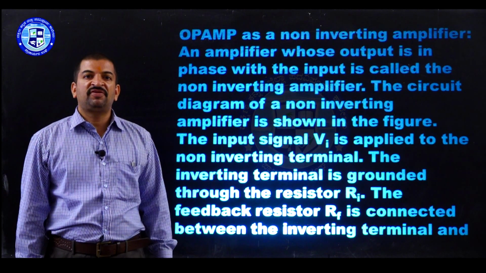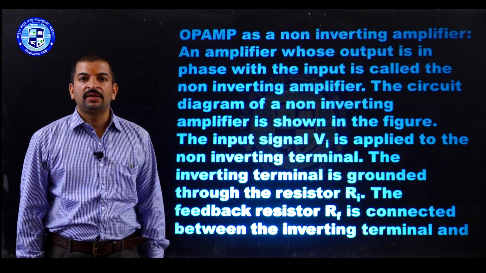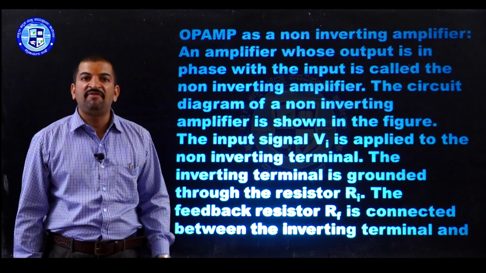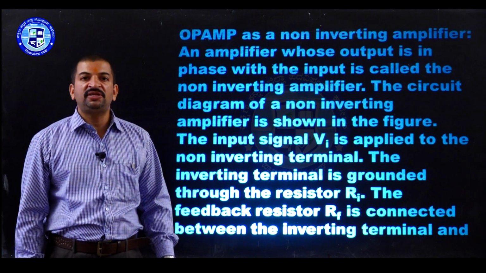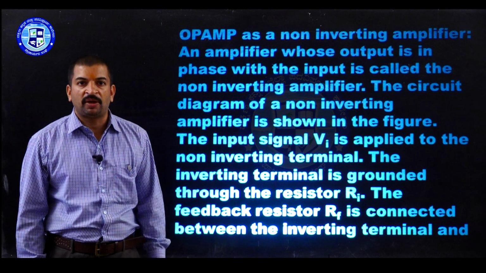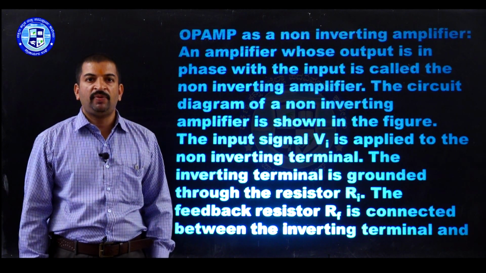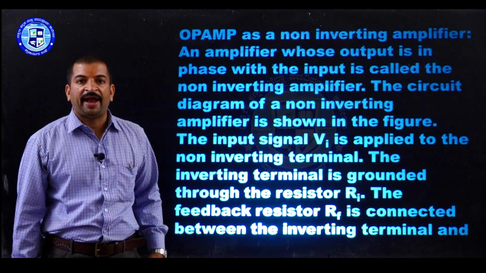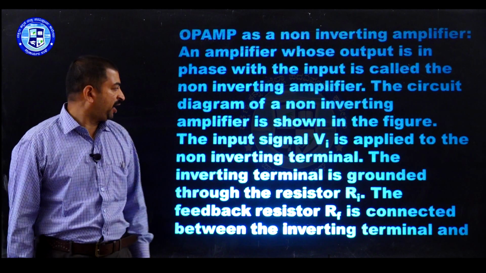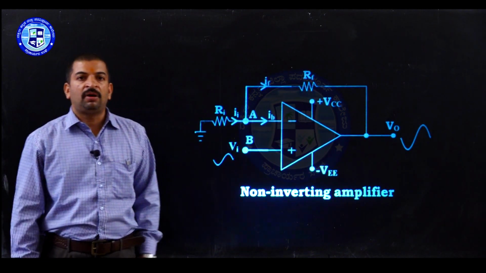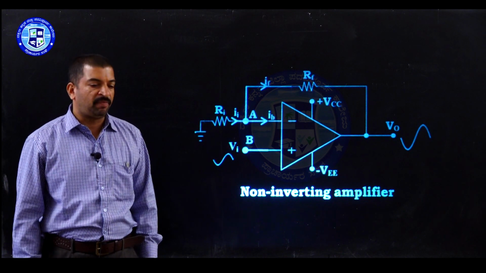Now in the case of the non-inverting amplifier, the output signal voltage and the input signal voltage are in phase. When the positive half cycle of the input signal is applied, the output signal is also a positive half cycle. And when we apply the negative half cycle of the input signal, the negative half cycle of the amplified output signal is obtained. Now let us observe the circuit diagram of the non-inverting amplifier.